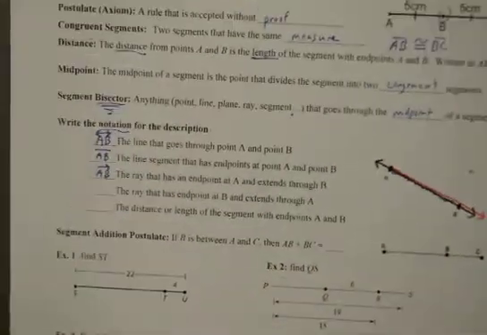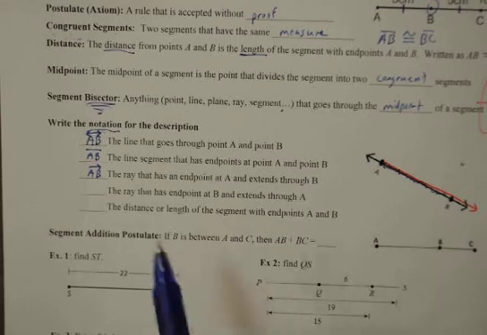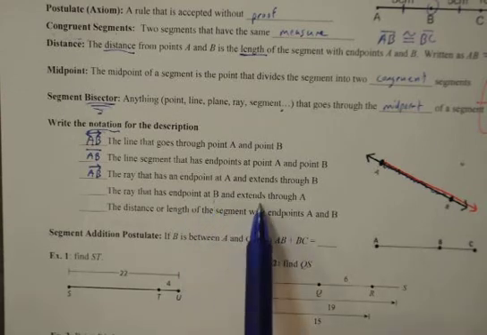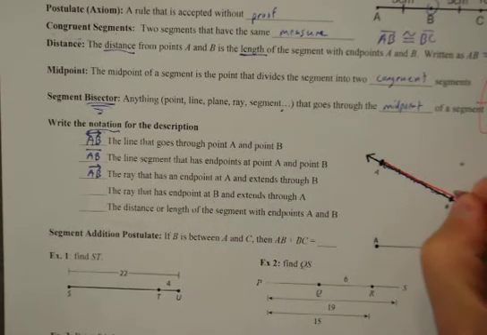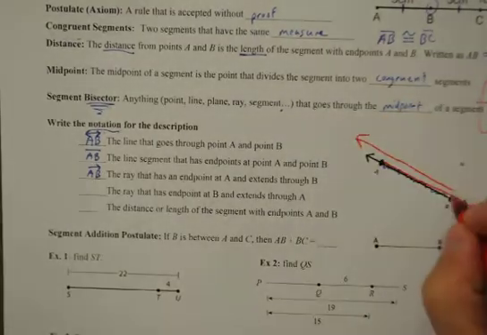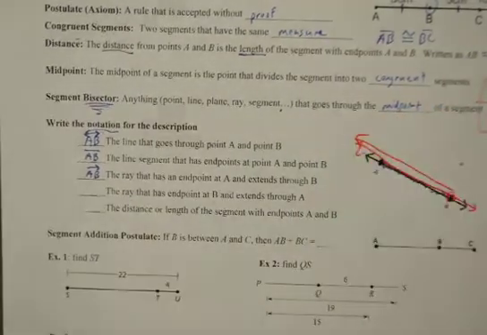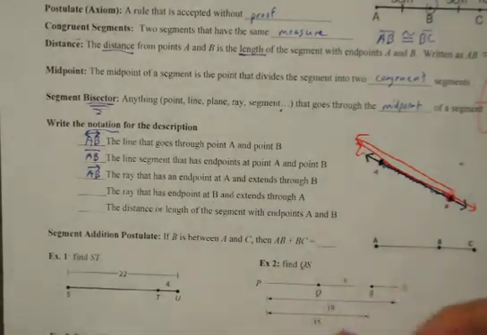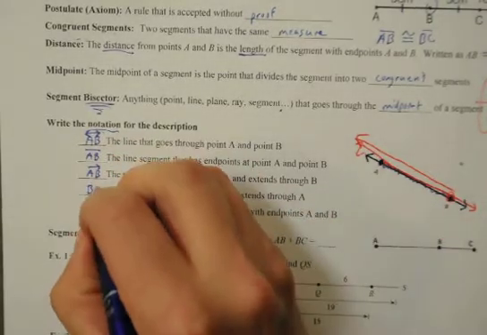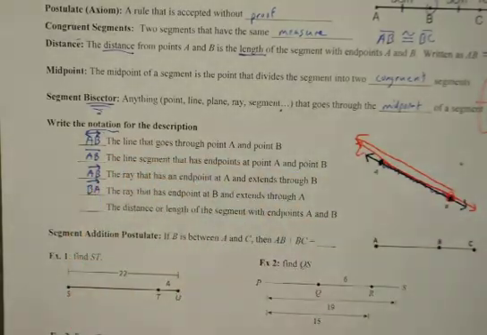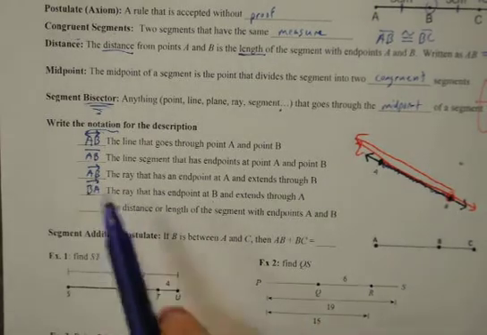That's how I'd write that, ray AB. Whereas the ray that starts at B and extends through A would be going this way. It started at B and it goes through A. It's different, so we would write that like this. These are two different ways of writing that.